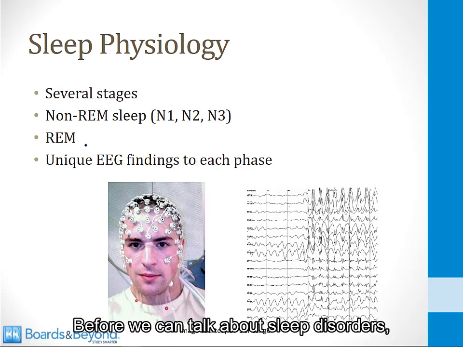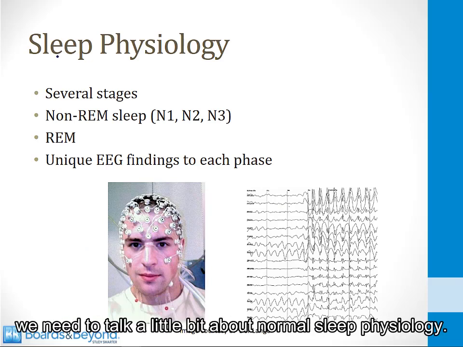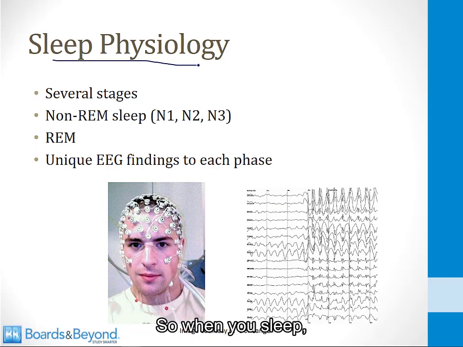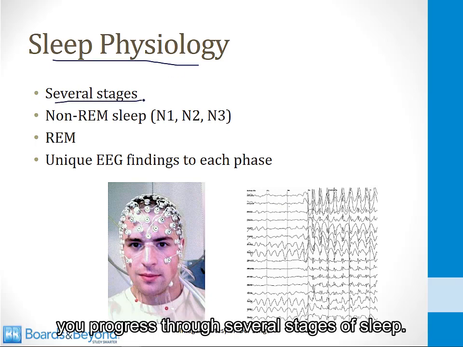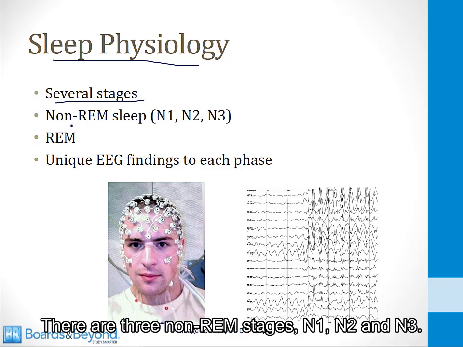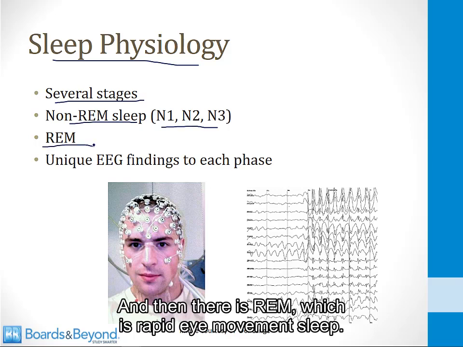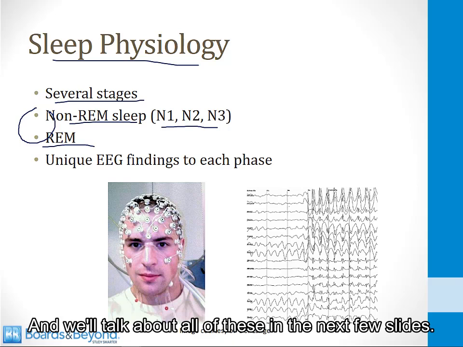Before we can talk about sleep disorders, we need to talk a little bit about normal sleep physiology. So when you sleep, you progress through several stages of sleep. There are 3 non-REM stages, N1, N2, and N3, and then there is REM, which is rapid eye movement sleep, and we'll talk about all of these in the next few slides.